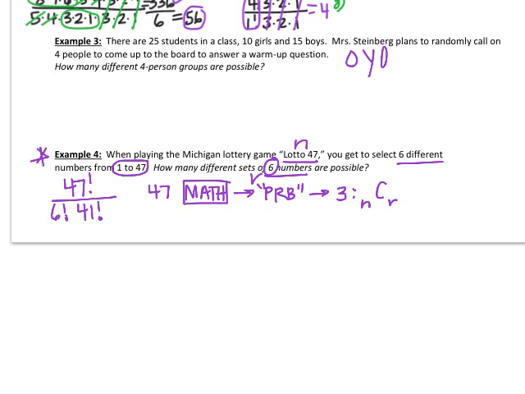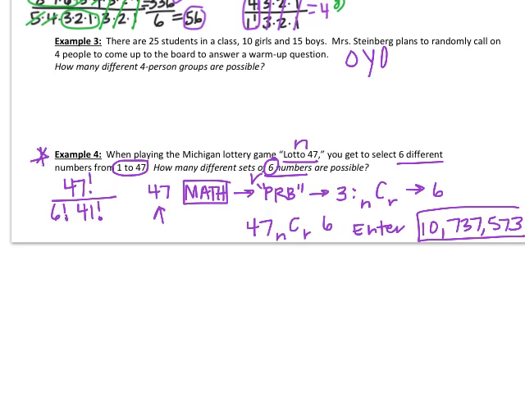So you should be familiar with that because we're dealing with combinations, which is what C stands for. n is our 47, which you've already entered, and then you want to choose the number 6 because you want r to represent 6. Now, on your calculator screen, you're going to see 47 nCr 6. And once you hit enter, the answer will automatically pop up on your screen, 10,737,573.